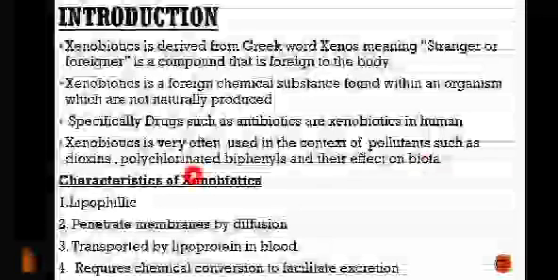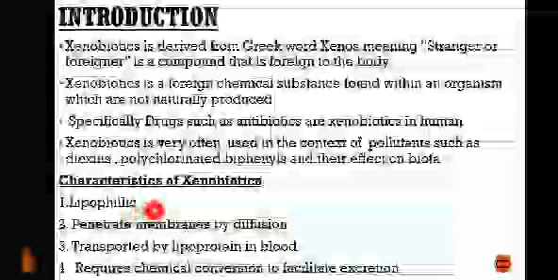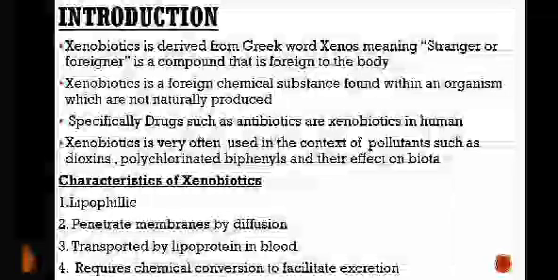Now, let's talk about the characteristics of xenobiotics. Xenobiotics are lipophilic in nature, or we can say that they are lipid loving. Lipophilic are the substances that can dissolve in lipids or fat. Xenobiotics can penetrate membrane by diffusion. Diffusion is the movement of substances from higher concentration to lower concentration. Xenobiotics can be transported by lipoprotein in blood, and lipoproteins are the substances made up of protein and fat that carry cholesterol through our bloodstream.